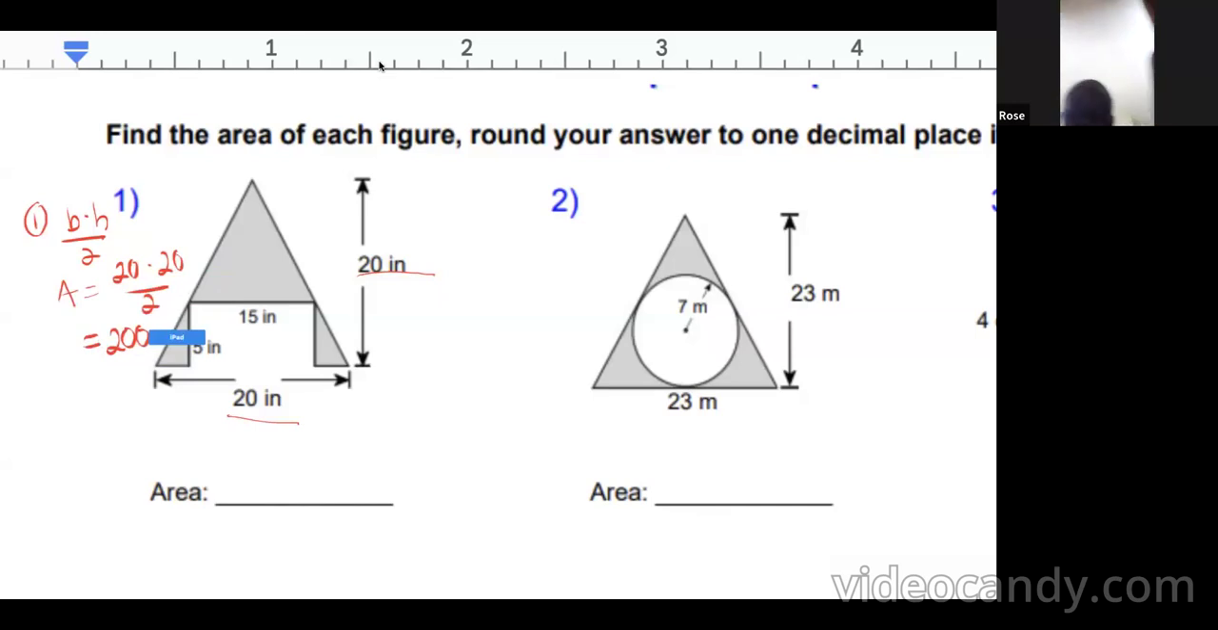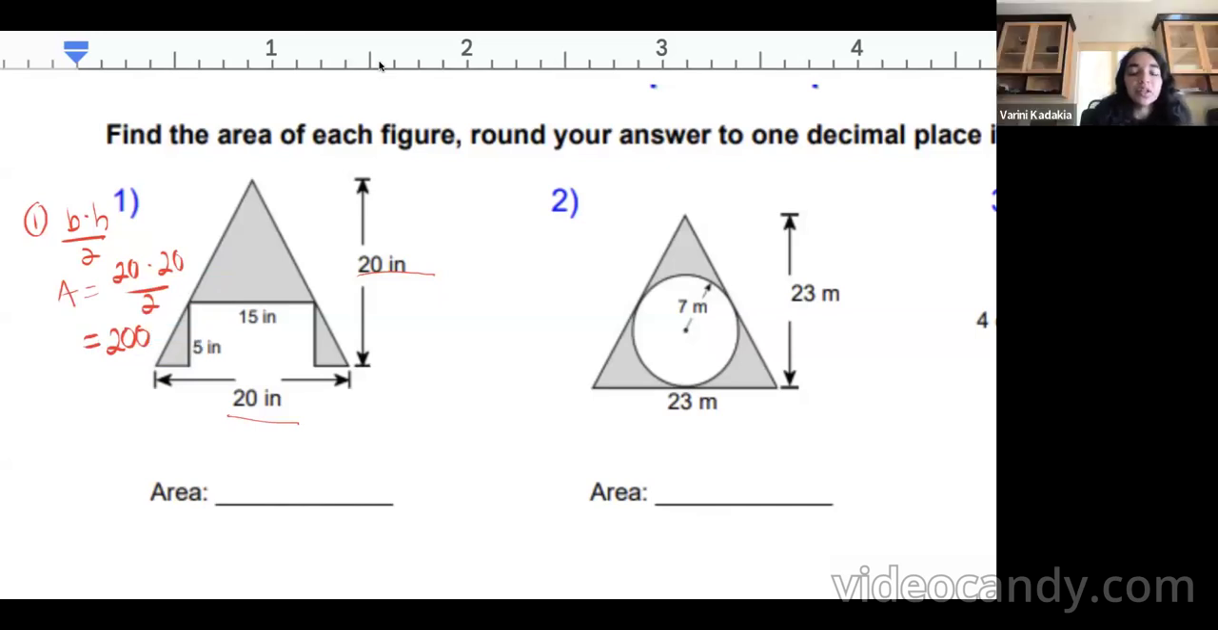Okay, so now you see this rectangle here. We want to take that rectangle out of the triangle. So what we're going to do is find the area of this rectangle now. So what's the area of the rectangle? Length times width. Yeah, so we have length times width. So the area of our rectangle will be 15 times 5, which is equal to 75.